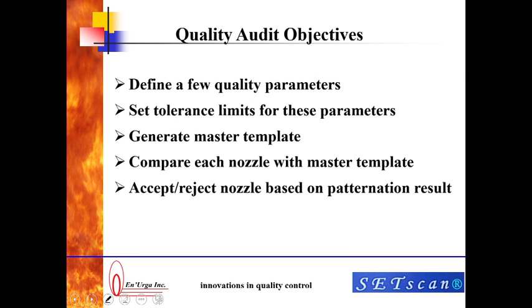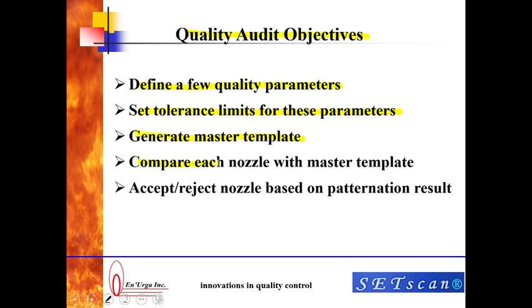For a quality audit of injectors and nozzles, the first thing you do is define the objectives of a quality audit. The first objective is to define a few quality parameters that compare different types of injectors, whether they are good or bad. You set tolerance limits for these parameters. So, you have a good nozzle and you can set some small tolerance below and above that to make sure that it falls within that particular use. You generate a master template from these quality parameters.